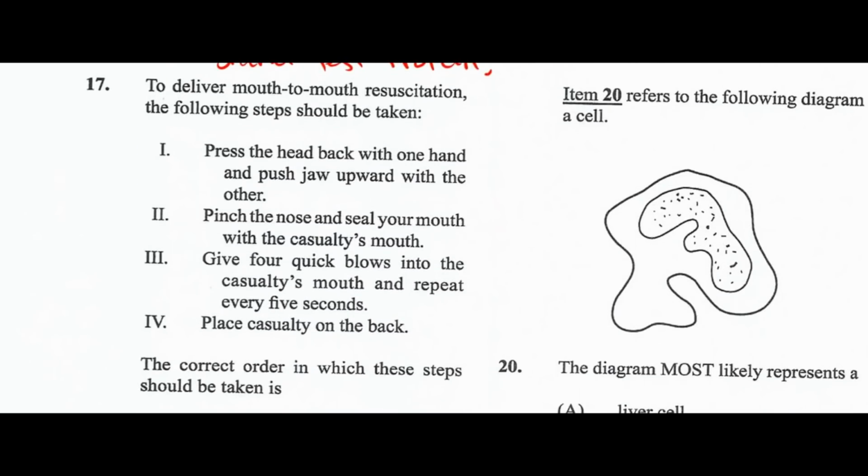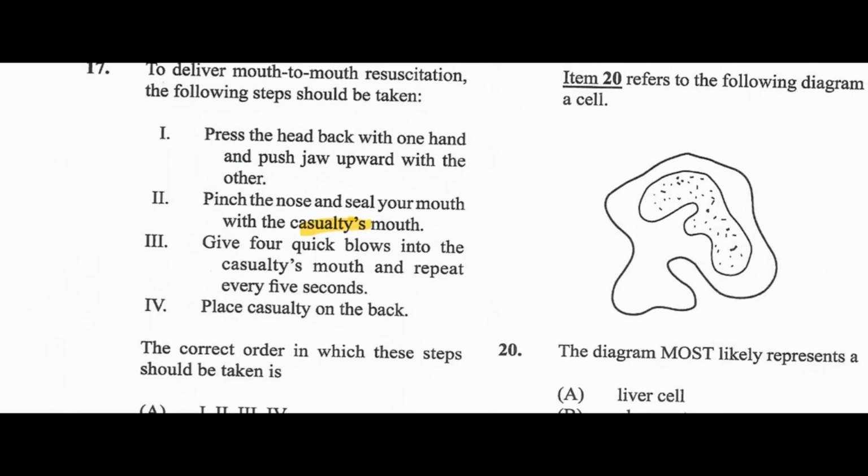Number 17 says to deliver mouth-to-mouth resuscitation, the following steps should be taken. 1, press the head back with one hand and push the jaw upward with the other. 2, pinch the nose and seal your mouth with the casualty's mouth. The casualty is the person you're performing the technique on. 3, give 4 quick blows into the casualty's mouth and repeat every 5 seconds. And 4, place the casualty on the back.